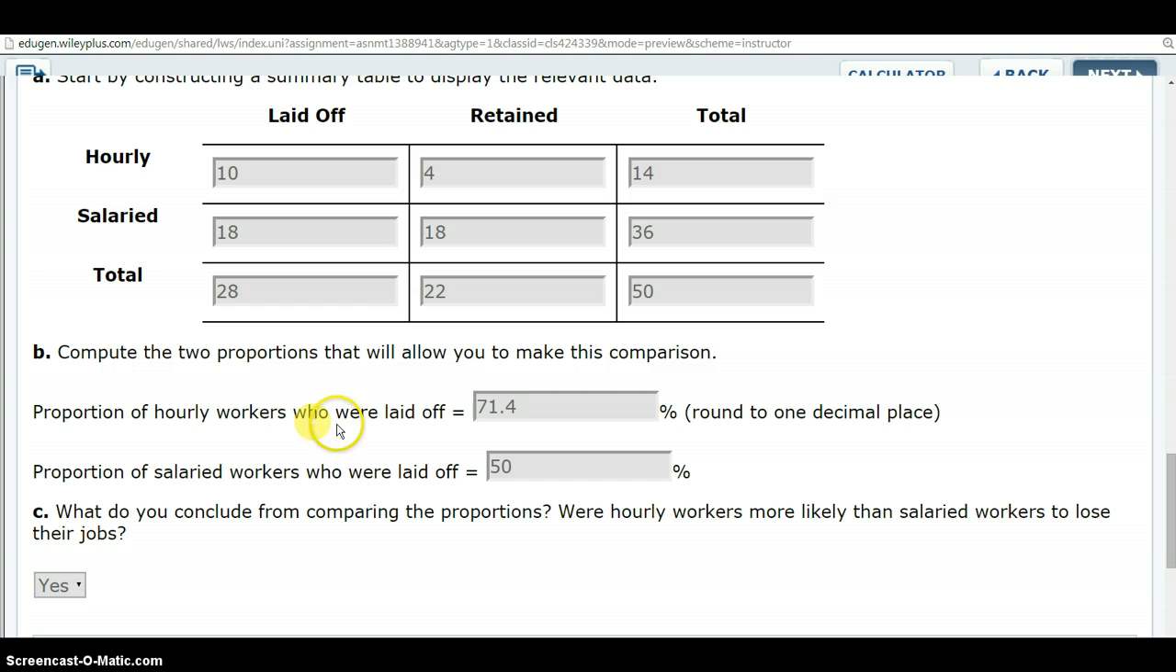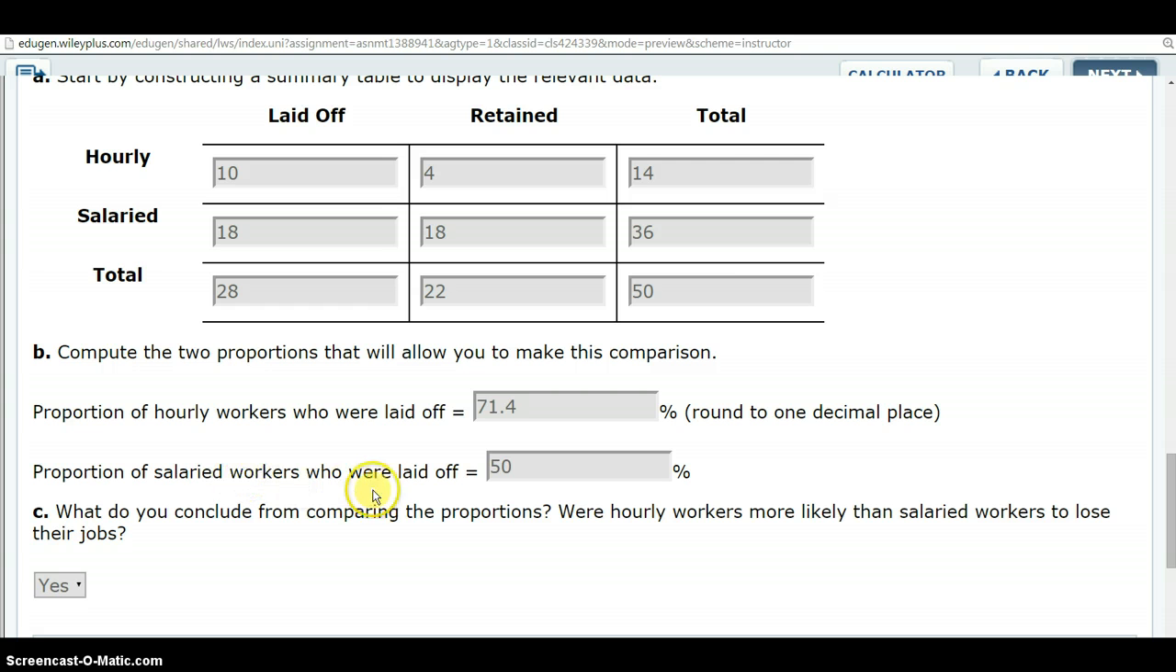So, the proportion of hourly workers who are laid off. In other words, we're looking at hourly workers, so we're looking at these 14 workers. 10 of these 14 were laid off. So what is that percentage? Well, we have 10 divided by 14, which would give us 71.4%. And do be careful whether they're looking for a proportion, which would be 0.714, or a percentage, which would be 71.4. Going from proportion to percent, we just move the decimal 2 to the right. And going backwards, we'd move 2 to the left.